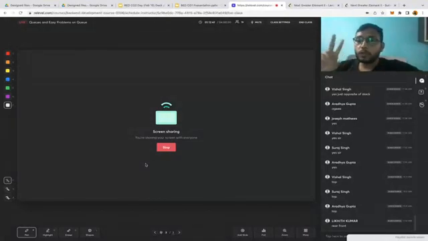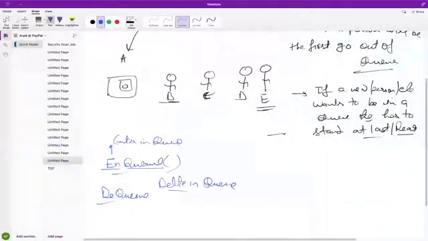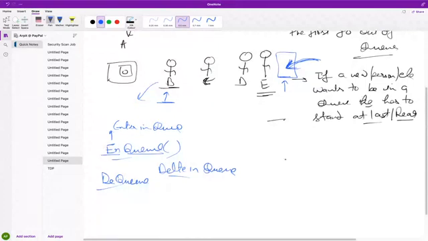In queue, there are two pointers. One pointer will tell from where you have to delete. The first pointer will stand here. It will always tell you this is the element which has to go out now. And there will be one more pointer here which will tell us this is the next position where you can insert. So that's why in queue we have two pointers.